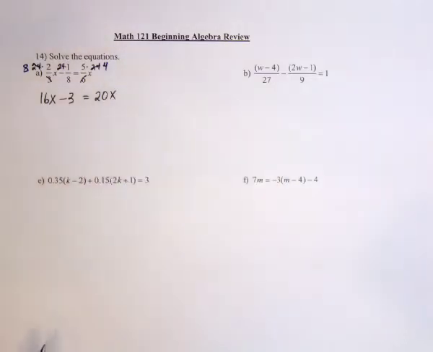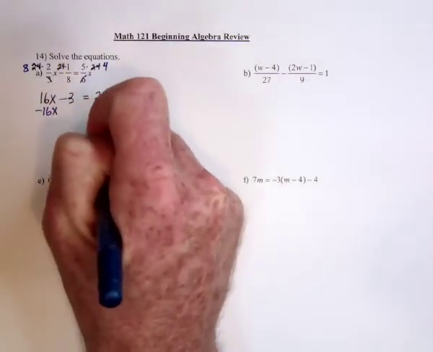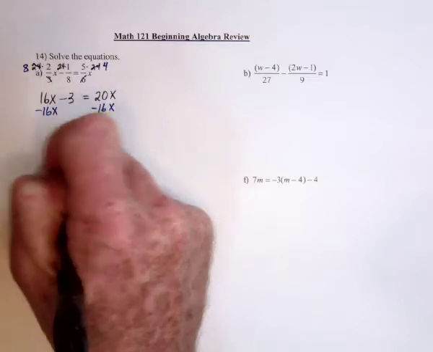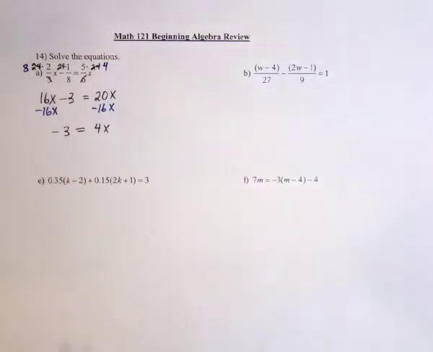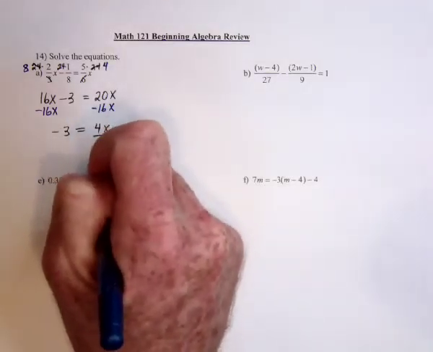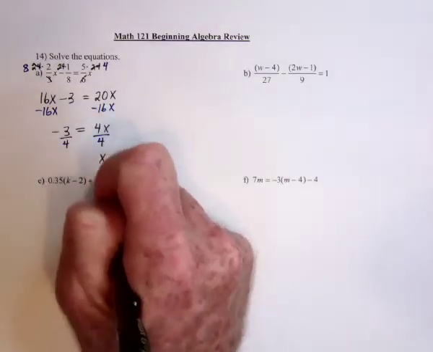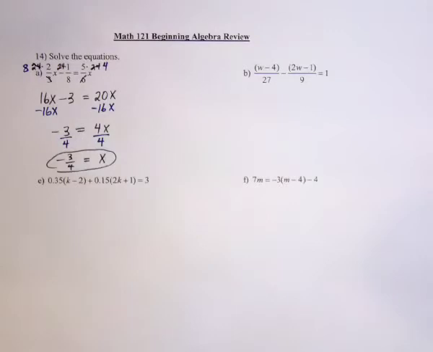And then there's more x's on the right hand side, so I'm going to move the 16x over, or in other words subtract 16x from both sides. The left side still has the negative 3. 20x minus 16x is 4x. And then the last thing to do is get rid of that 4. Right now the 4 is multiplying, so to get rid of it I do the opposite, divide. So on the right hand side there's x equals negative 3/4. Can't even be reduced, so we're done.